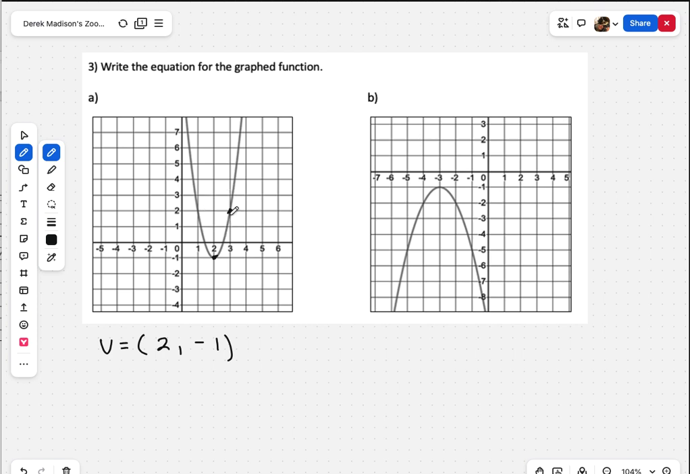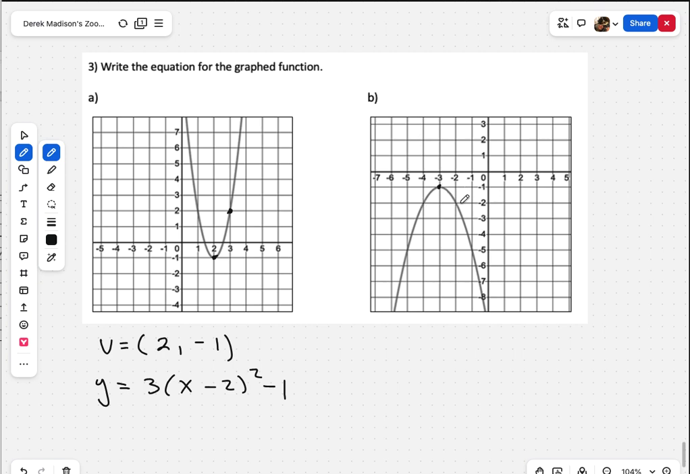So when I come up here to the next clean point, I can see that this goes over 1 and up 3, so that means this has been stretched by a factor of 3. It's opening up, so it's a positive 3. And then x minus h, the h coordinate of the vertex is 2. And there's that minus 2 showing when it's a plus 2 in terms of the coordinate. And don't forget the squared there, so it's actually a parabola. And then it's been shifted down 1.